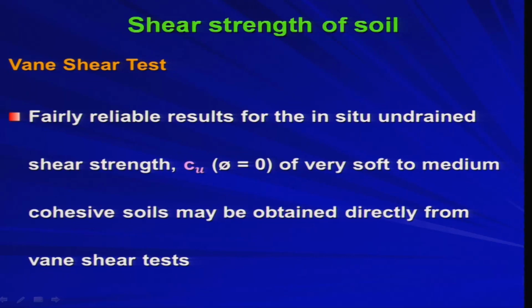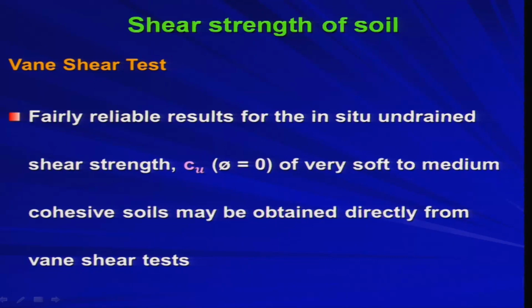So, this vane shear test is very versatile in nature. That means it can be used in the laboratory as well as in the field. Wherever you are not able to collect the soil sample properly, there you generally perform the vane shear test to get the shear strength directly from the in situ condition. The vane shear test gives fairly reliable results for the in situ undrained shear strength Cu, that is the phi equal to 0 condition. Very soft to medium cohesive soils may be obtained directly from the vane shear test. So, basically this test is generally performed for in situ condition.